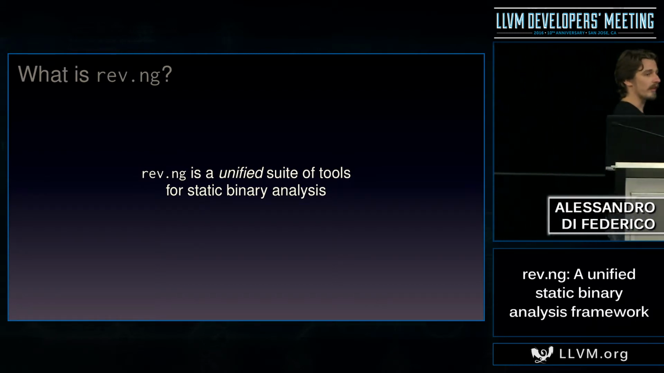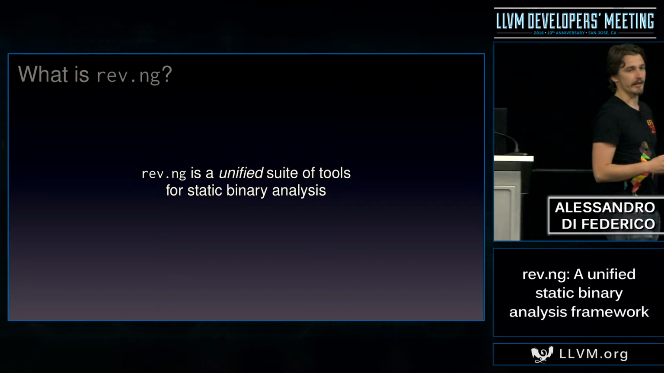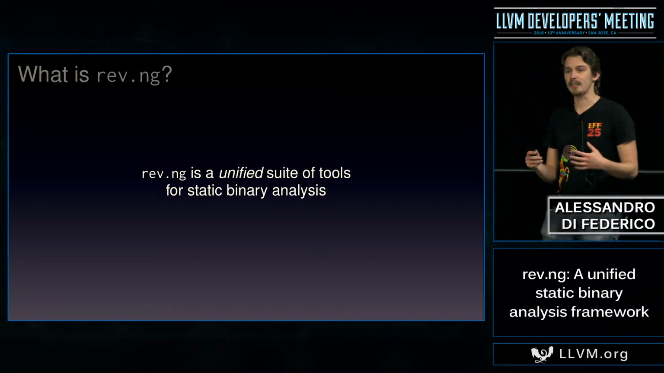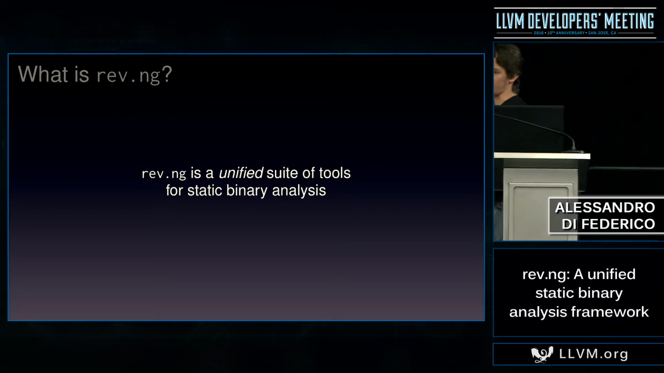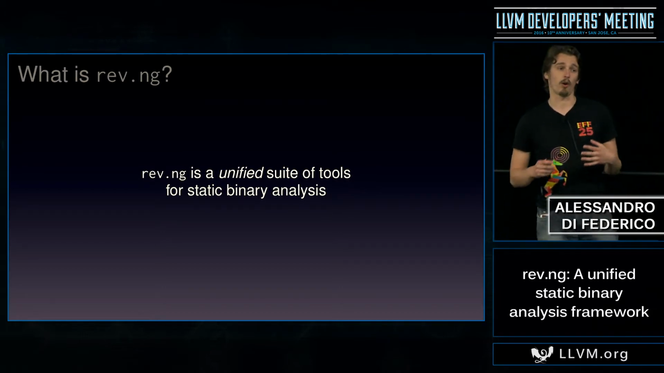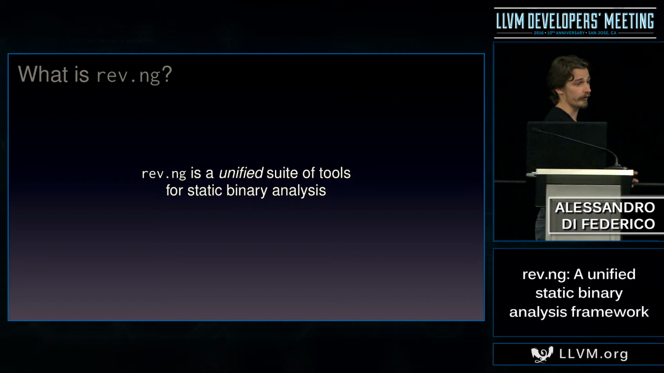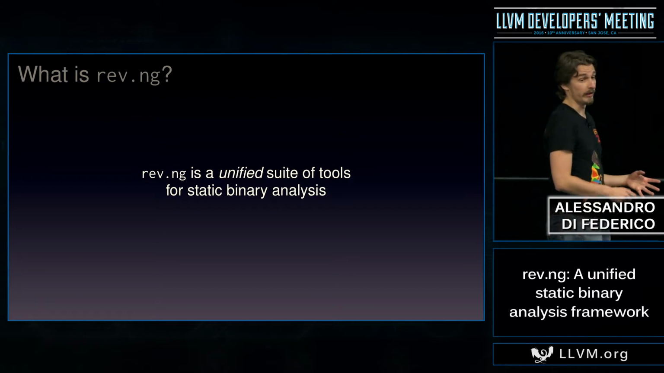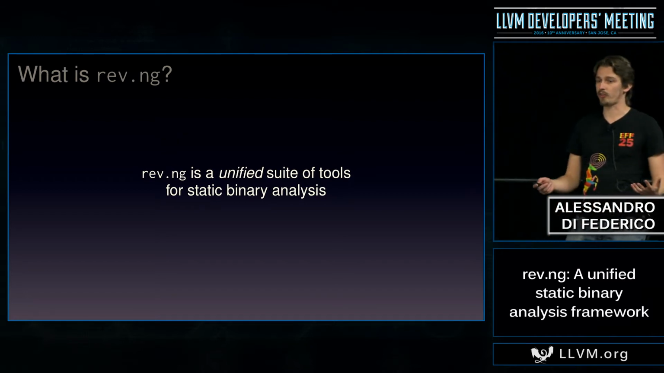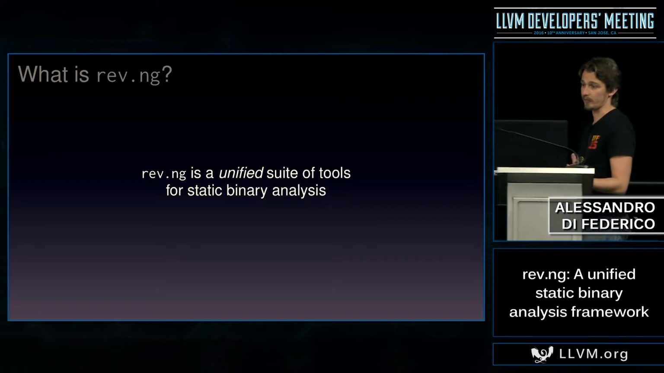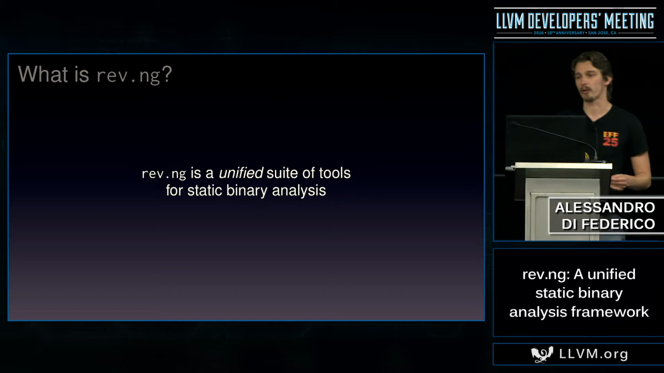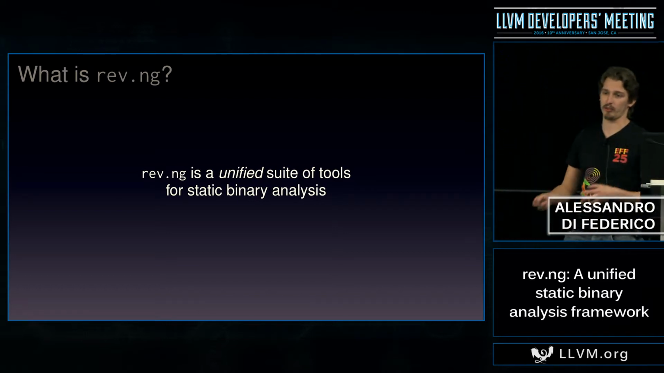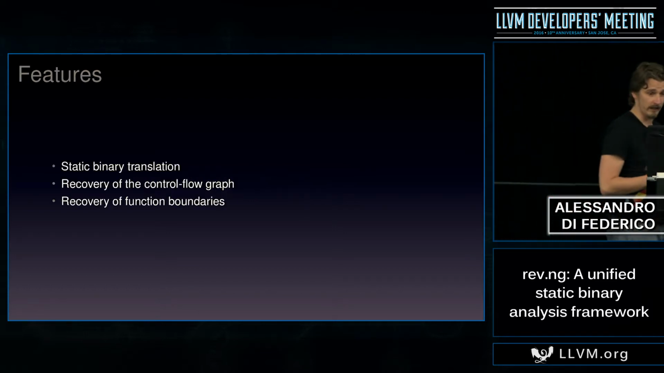And when we talk about a unified static binary analysis tool, we mean that the analyses it performs are not dependent on the specific input architecture of the binary that you're giving it. This means that if we, for instance, develop a function boundary recovery analysis, it's supposed to work on all the architectures in the same way. So we don't encode patterns which are specific to a certain architecture or things like this.